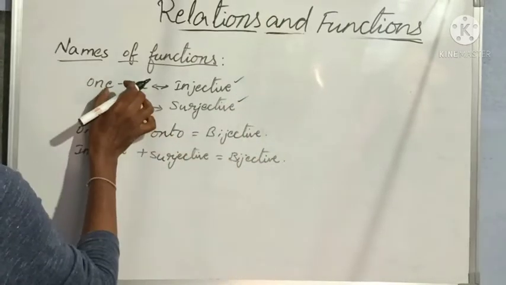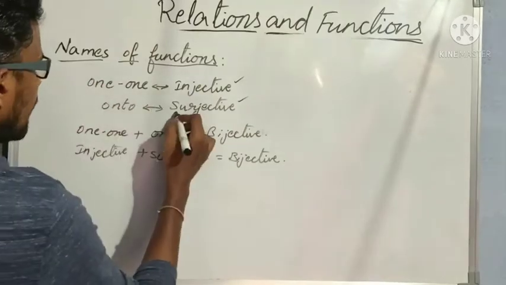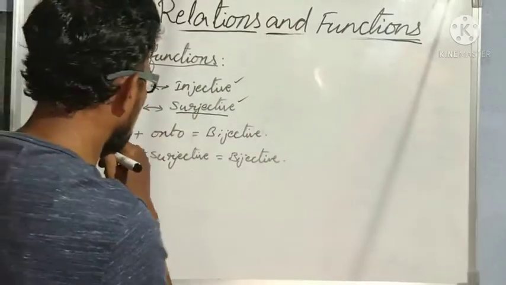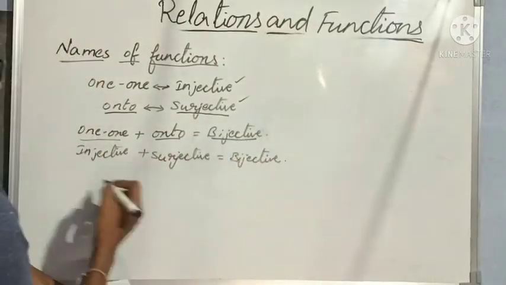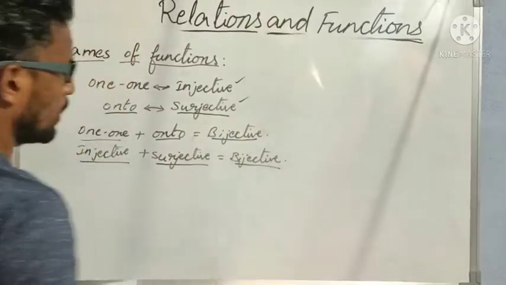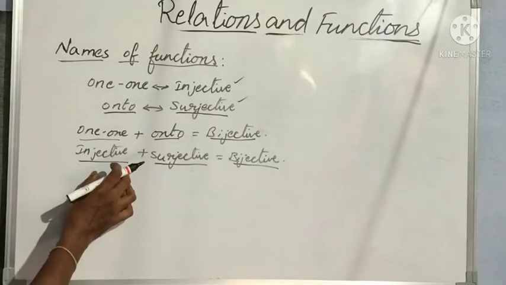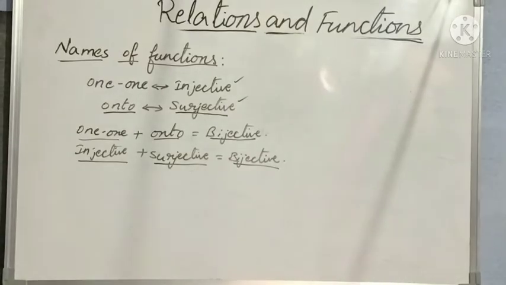So if I am using injective function, then that is what type of function? One one function. Surjective function is nothing but onto function. So if a function is both one one plus onto, then that is called what? Bijective. In other words, injective plus surjective is bijective. Okay, plus does not mean to add. It should satisfy both one one function and onto function properties. Then only it is called bijective function. Understood?